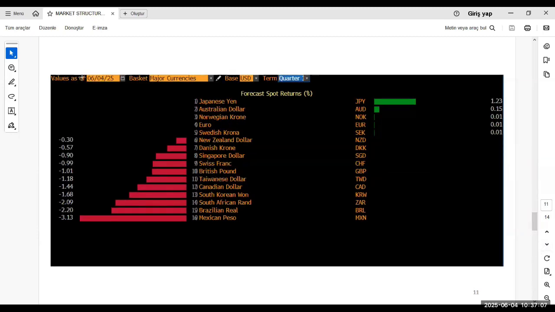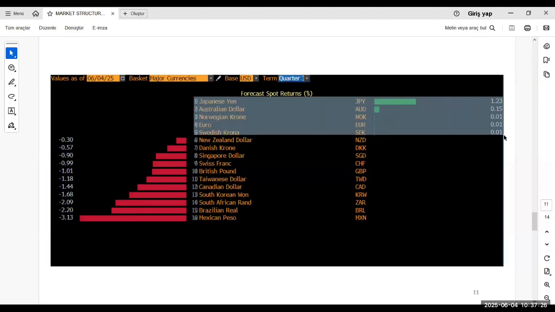And please look at this one. Value for forecast spot returns. If I make a forecast, what can happen for the third quarter? Please look at the third quarter of 2025. What can happen for the major currencies?